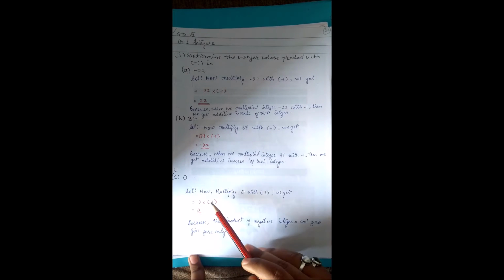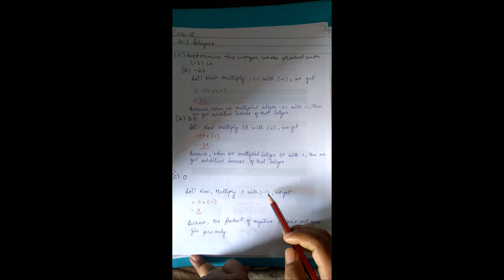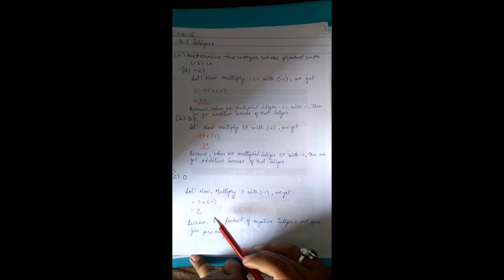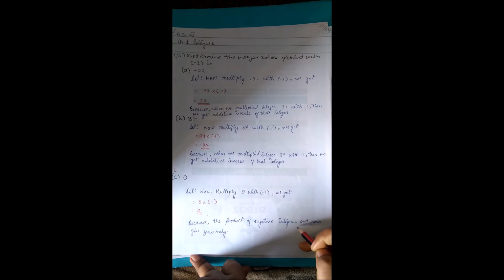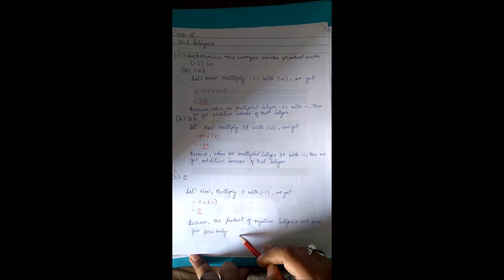Now 0. So we will multiply 0 with minus 1. If we are multiplying any number with 0, the answer will be 0. So the product of negative integers and 0 gives 0 only.